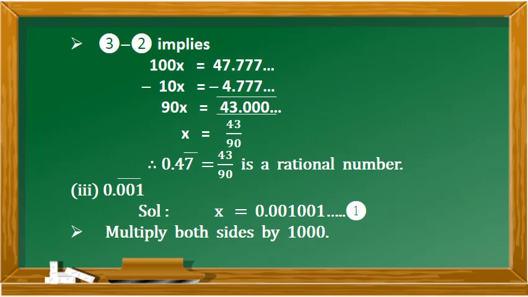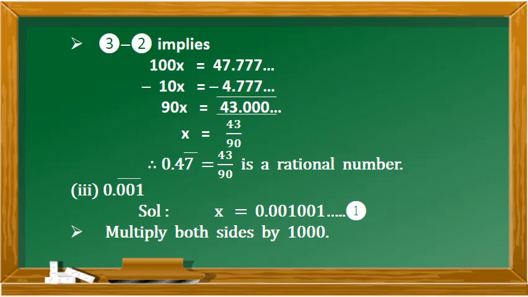Now we have to find the value of x, which is 43 by 90, since 90 is multiplied on the left hand side, so it comes to the right hand side and gets divided, becoming the denominator. 43 and 90 cannot be reduced further. Therefore 0.47 with 7 bar is 43 by 90, which is a rational number.